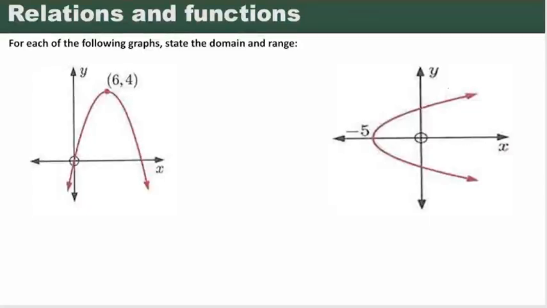Here it says, for each of the following graphs, find the domain and range. If I want to find the domain for the first graph, I say the set of all x such that x goes from negative infinity to positive infinity. So x is a member of R.